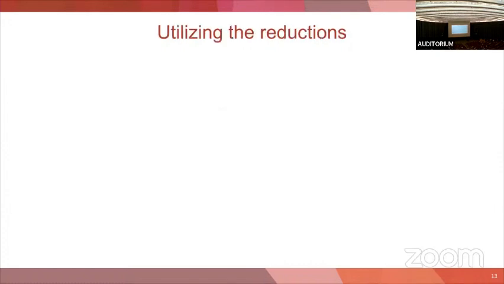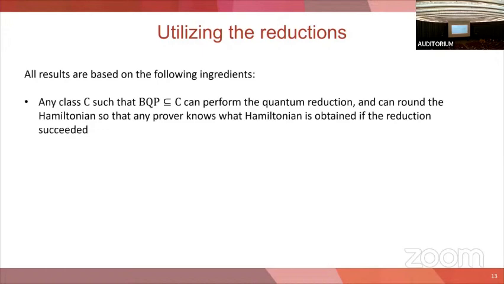So now basically all the results we get are based on the following general strategy, which utilizes this reduction. The idea is that any class C which contains BQP can perform this quantum reduction, so it can actually learn the Hamiltonian induced by such a QPCP verifier. We don't really need to do this, but it's easy to do in the proofs: you can round the reduction in such a way that, conditioned on the reduction succeeding, you will always produce the same Hamiltonian. So the prover exactly knows which Hamiltonian you're going to get out of the reduction if you succeed.